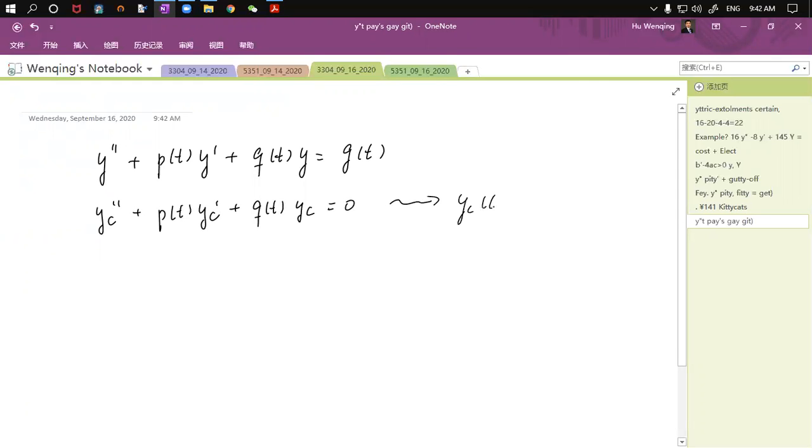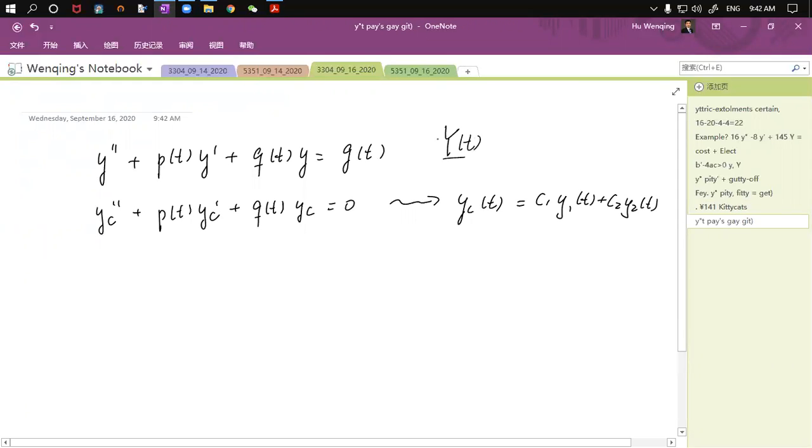So the yc of t is c1y1 of t plus c2y2 of t. So you're going to solve this complementary equation. Then it suffices to find one particular solution. So you have to find one particular solution. That's very important. Once you find a particular solution, it suffices to combine them. So it suffices to say that this is yc of t plus capital Y of t. So that's the whole procedure.